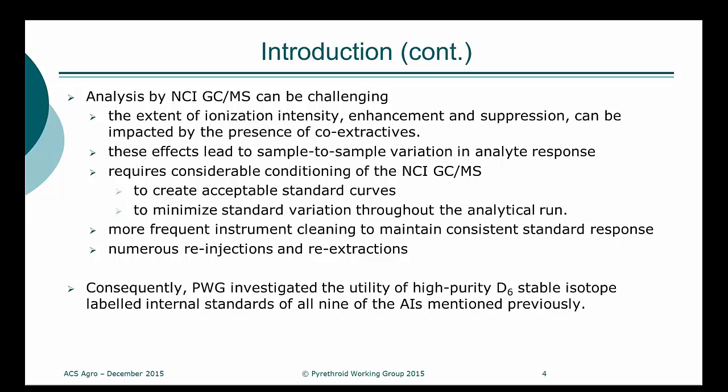This leads to sample-to-sample variation and requires conditioning of the GC system in order to create acceptable chromatography and minimize the variations throughout the run. It requires more frequent instrument cleaning because we can't maintain consistent standard response, so over time it's critical to work on the instruments and keep them going, so time and money is critical at this point. Consequently, the PWG has investigated the use of these D6 internal standards for all of the 9 AIs mentioned.